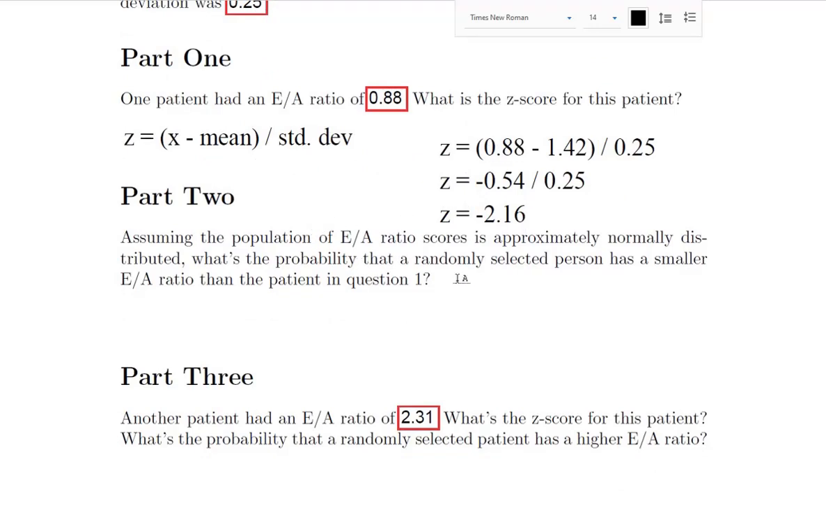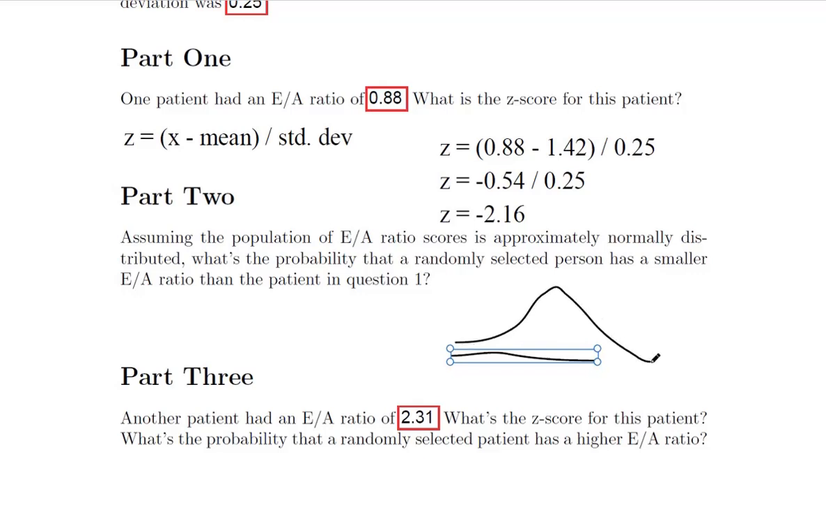For part 2, assuming it's normally distributed, that means we get to use the z-score table to help us calculate probabilities. What's the probability that a randomly selected person has a smaller EA ratio than the patient in question 1? So a z-score of negative 2.16 is to the left of z equals 0, obviously. And z equals 0 is the center of the normal distribution. When you convert your values to a z-score, you've recentered it at z equals 0. So negative 2.16 is over here. If the center represents the 50th percentile line, then we should be expecting a small probability over here, right? And that's where we're going to use our table.